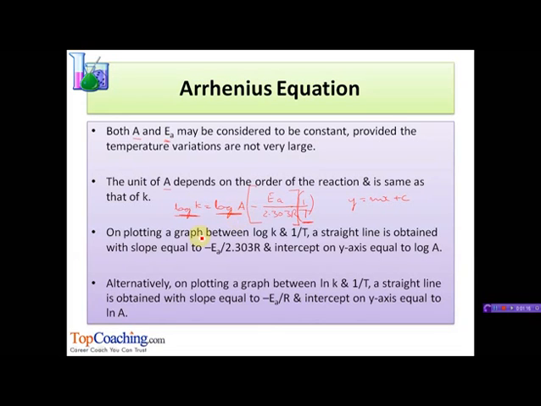The other form of this equation that we obtained was natural log k is equal to natural log A minus Ea upon RT. Again, if we plot a graph between natural log of k on the y-axis and 1 by T on x-axis, we'll again obtain a straight line graph with slope equal to minus Ea upon R and intercept on y-axis equal to natural log of A.